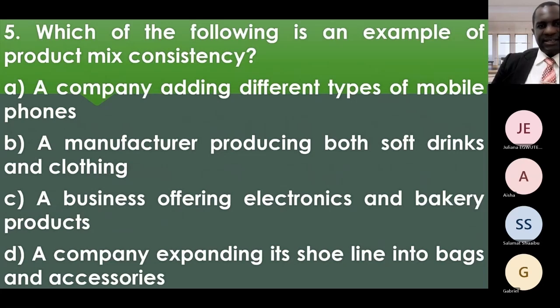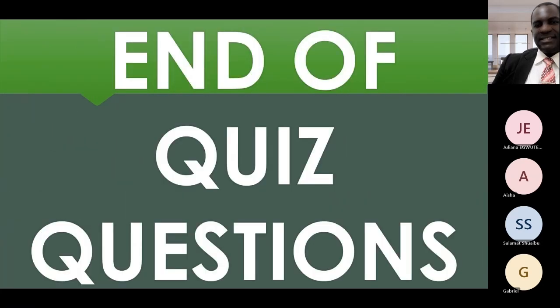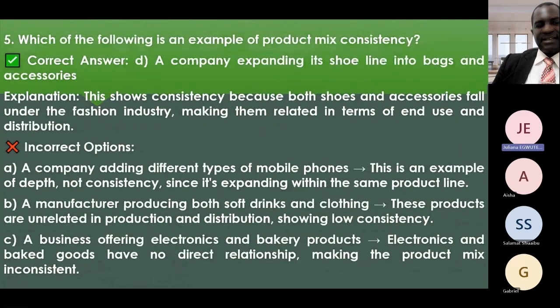A: a company adding different types of mobile phones. B: a manufacturer produces both soft drinks and clothing. C: a business offering electronics and bakery products. D: a company expanding its shoe line into bags and accessories. So it is the end use that validates D as the answer. And that's why we have, yeah, please go ahead.